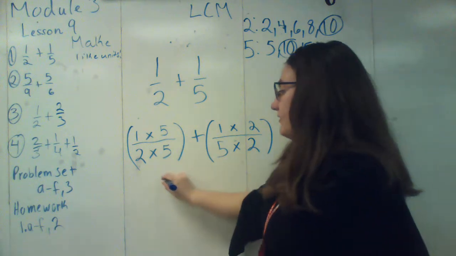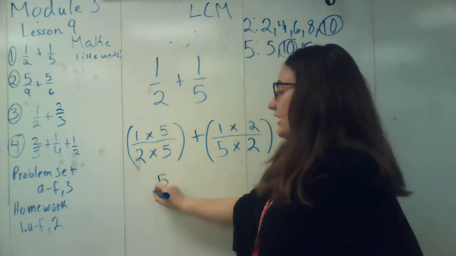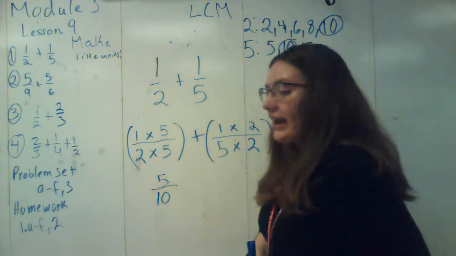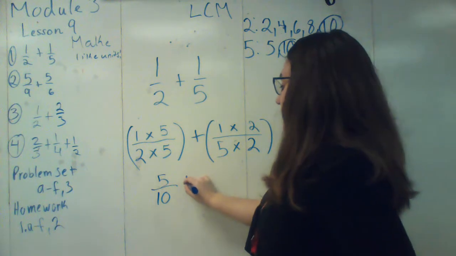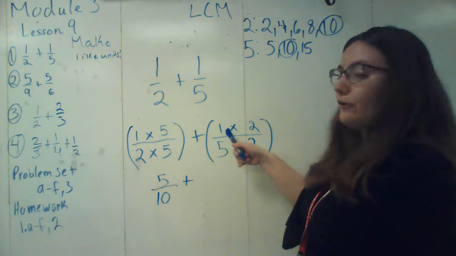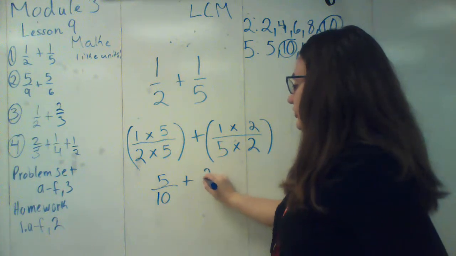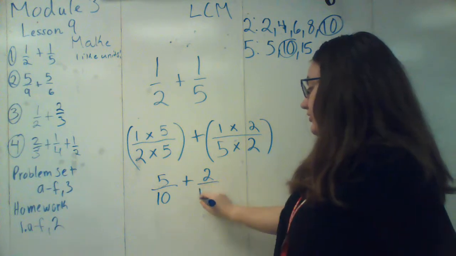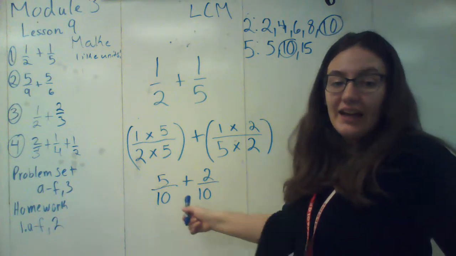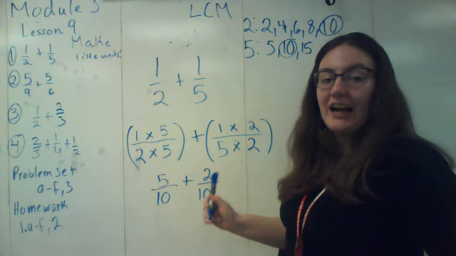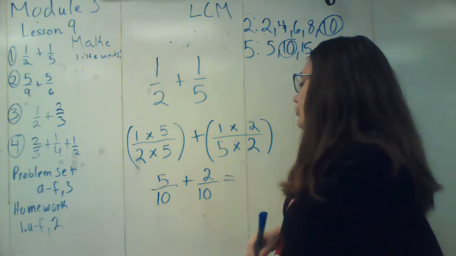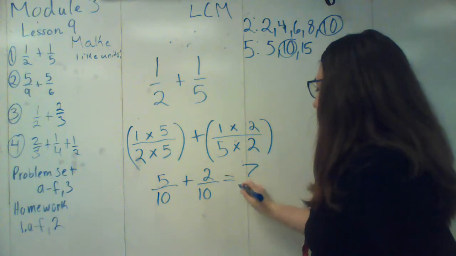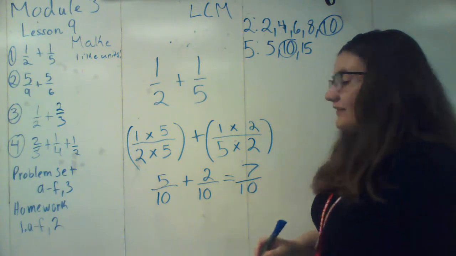So 1 times 5 is 5. And 2 times 5, I rewrite this fraction, is 10. So I have my 5/10 right there. And then I add, and then I have 1 times 2, which is 2, so that's my new numerator. And then I have 5 times 2, which is also 10. And now, since I have common denominators, I can now add. So when I add, I do 5 plus 2, which is 7. And then I keep my denominator of 10.